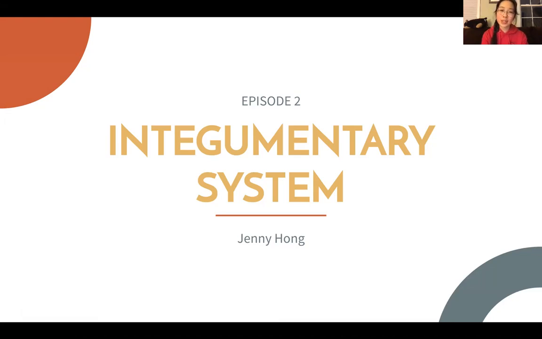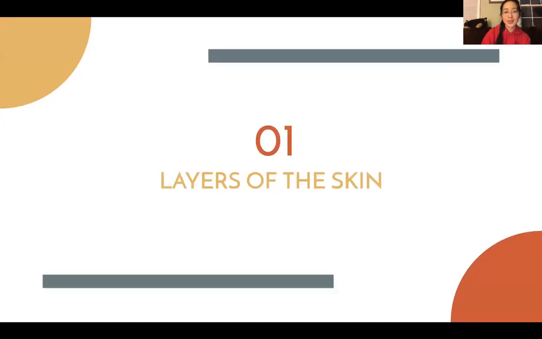In episode 2, we'll be talking about the integumentary system. So let's get started. Okay, so this is the first of the 3 systems we'll be talking about. And the first major component of the integumentary system is the skin. So that's what we'll tackle first.